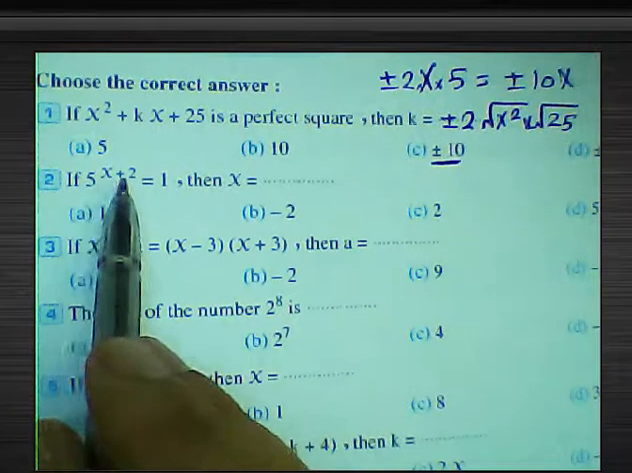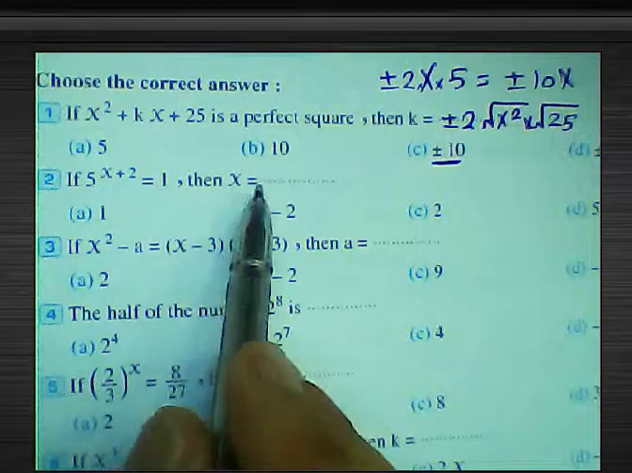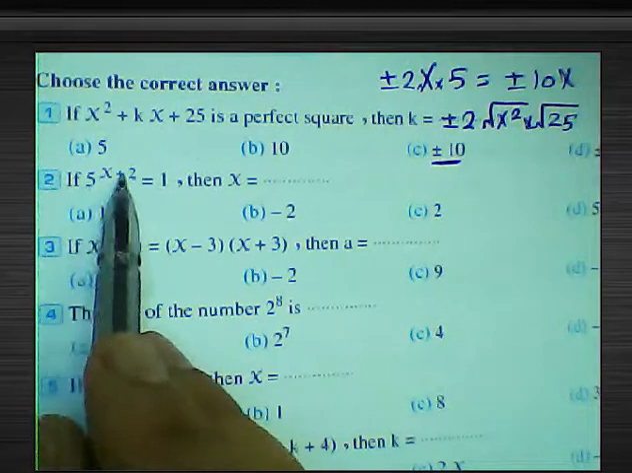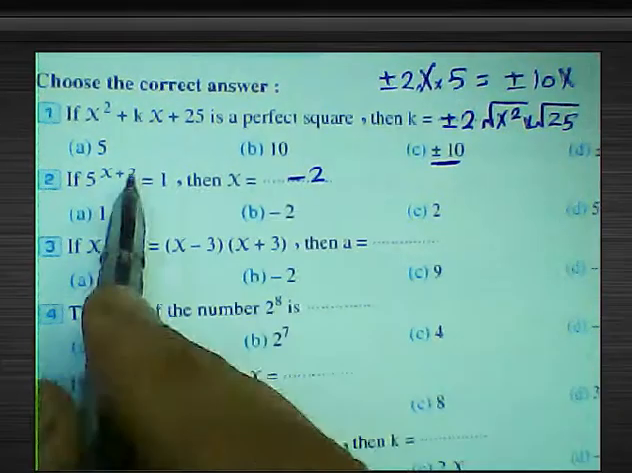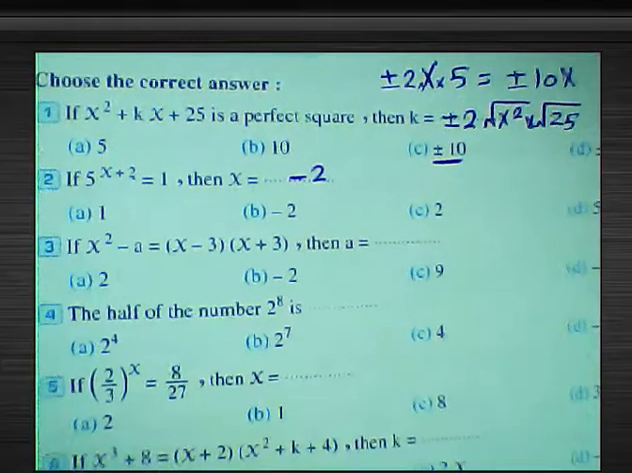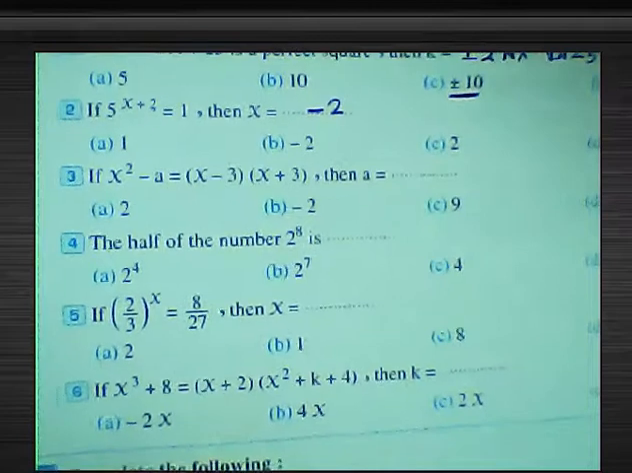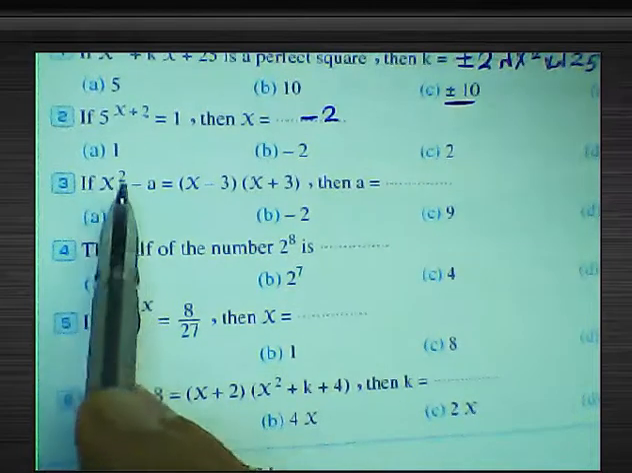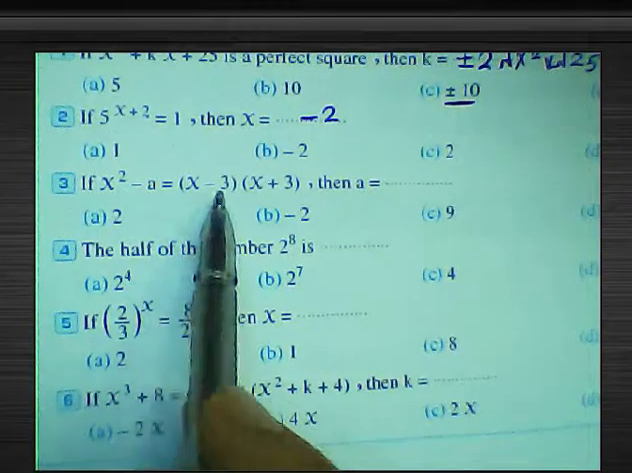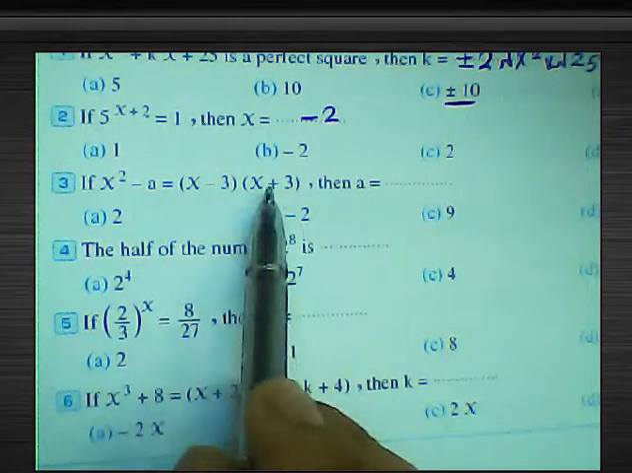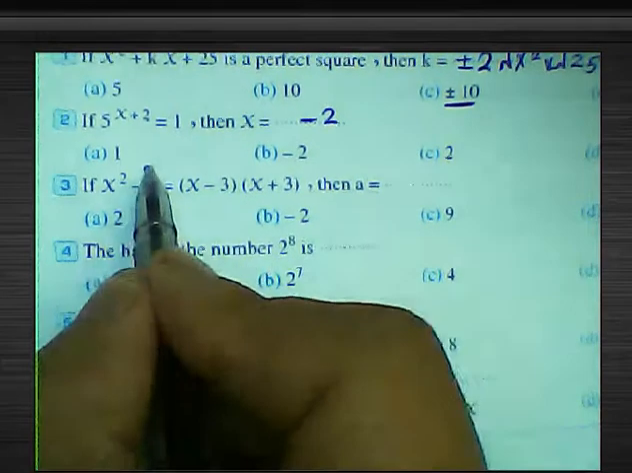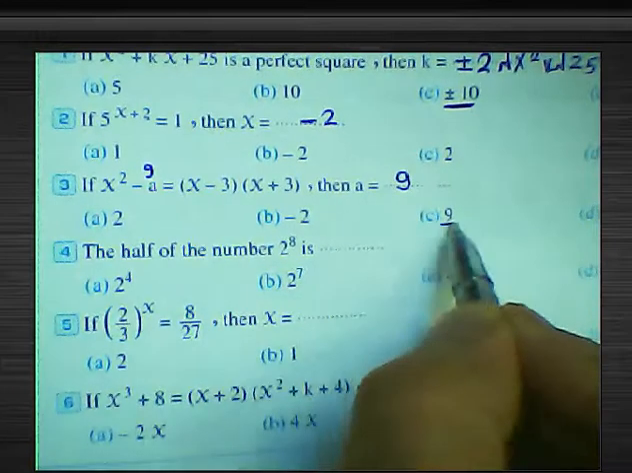If x power x plus 2 equals 1, then x equals? We know x power 0 equals 1, so x must be negative 2 because negative 2 plus 2 equals 0. Question number 3, if x power 2 subtract a equals x subtract 3 multiplied by x plus 3, then a equals 9, because 3 times 3 equals 9.